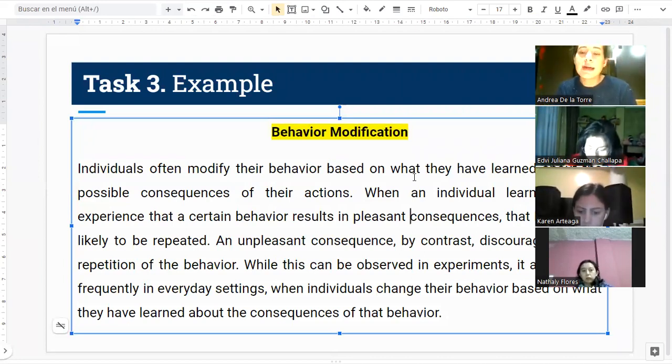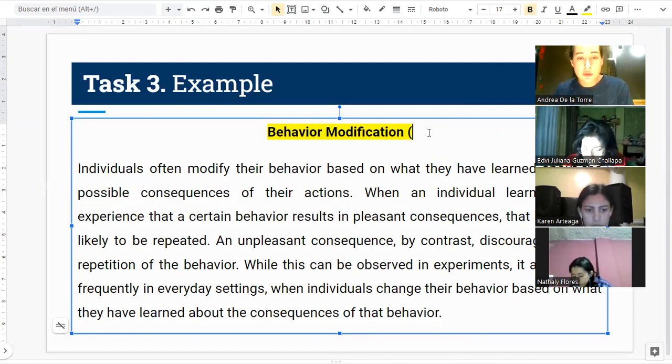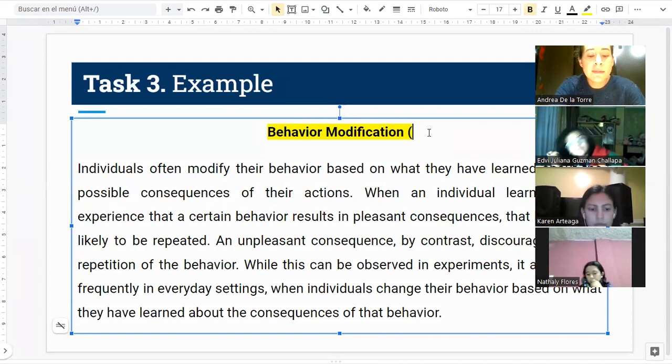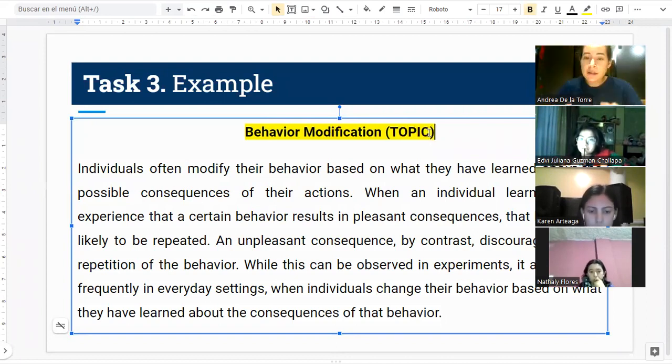But in this case, the title is a key part, okay? The title is something that you cannot miss, that you have to mention in your response. So please, first thing you do is copy the title, okay? You copy behavior modification. Now that title is going to be the topic of everything you're going to hear and read. Behavior modification is the topic. So it's going to be really specific content that you're going to have to remember, all right?